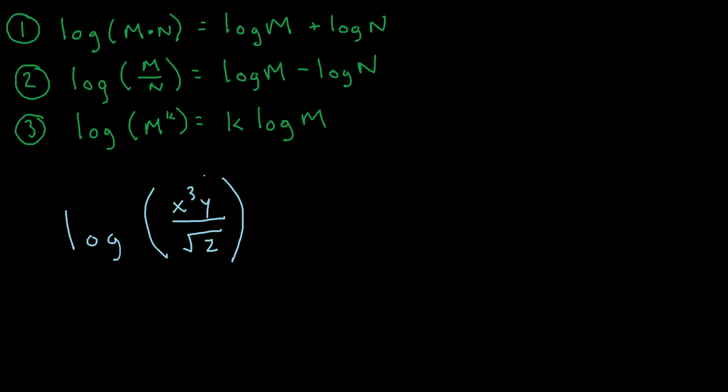Okay, let's try another one. Let's say we have the log of x cubed times y over the square root of z. How can we expand this expression? Well, we'll start by looking at the numerator. We have x cubed times y. So we said whenever we have a log of m times n, we can rewrite that as addition. So we can write log of x cubed plus log of y.